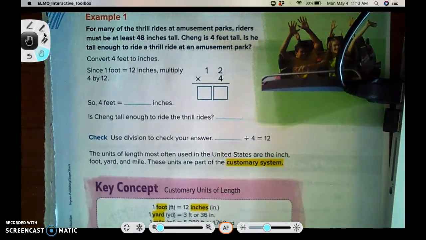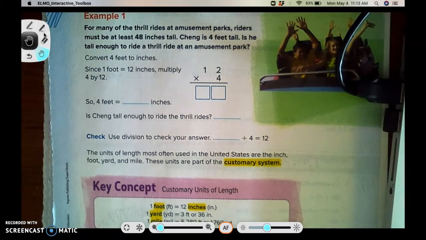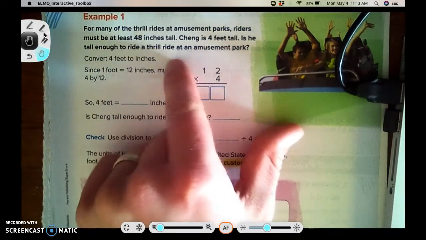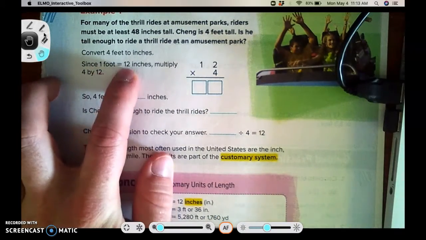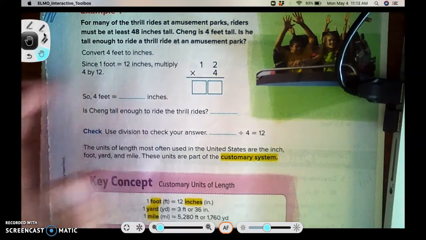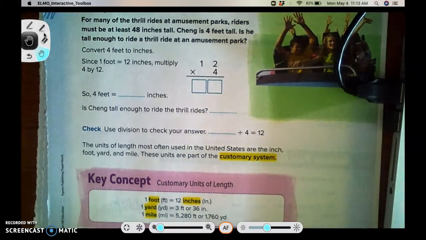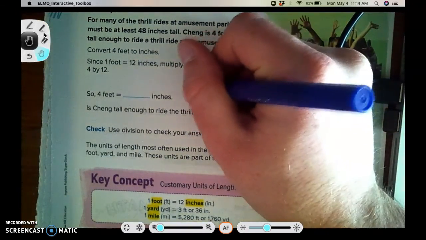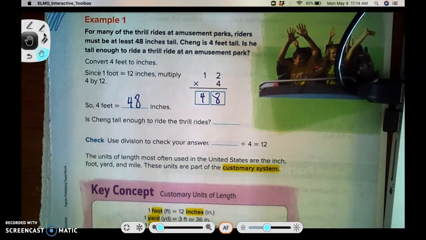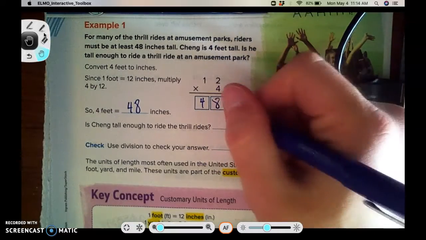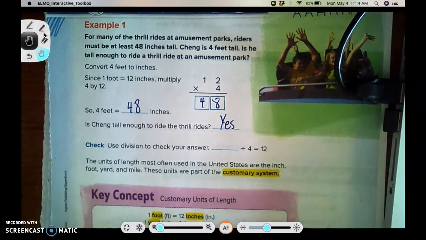For many of the thrill rides at amusement parks, riders must be at least 48 inches tall. Chang is 4 feet tall. Is he tall enough to ride a thrill ride at an amusement park? So, they're asking us to convert 4 feet into inches and see if he is tall enough. And again, in 1 foot there are 12 inches, so we have to multiply 4 by 12, which is going to give us an answer of 48 inches. So 4 feet is 48 inches. Is he tall enough to ride the thrill rides? Yes, he is just perfect to ride the thrill rides.